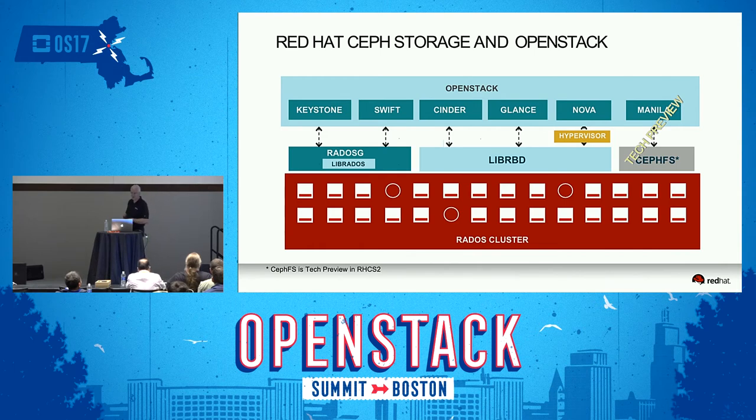So for Nova ephemeral storage, when you boot your VMs and we download the boot image and put that into ephemeral storage, we'll be able to use RBDs in order to do that. Now the last part, completely on the right, is Manila.